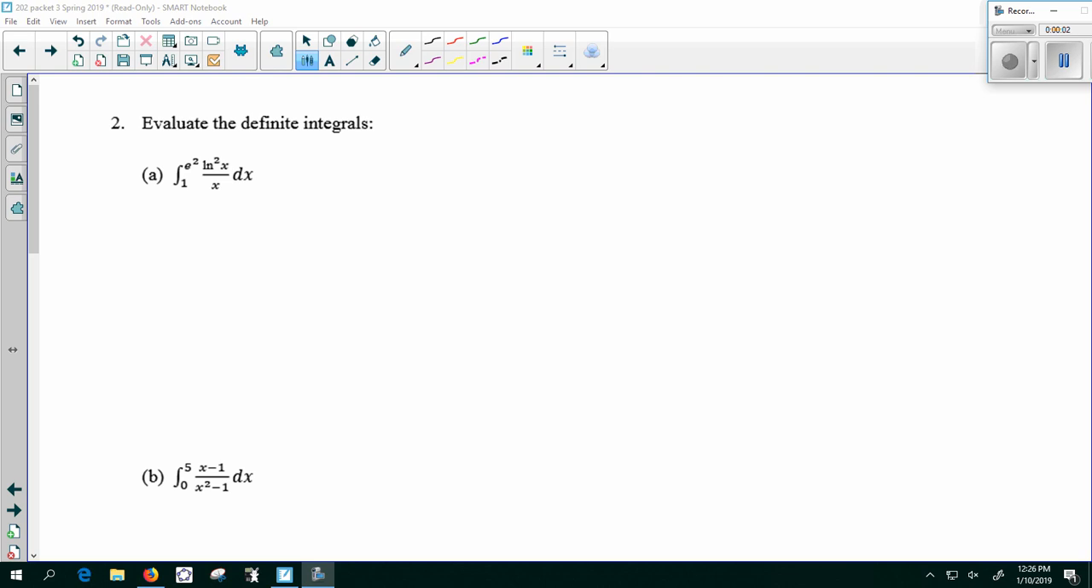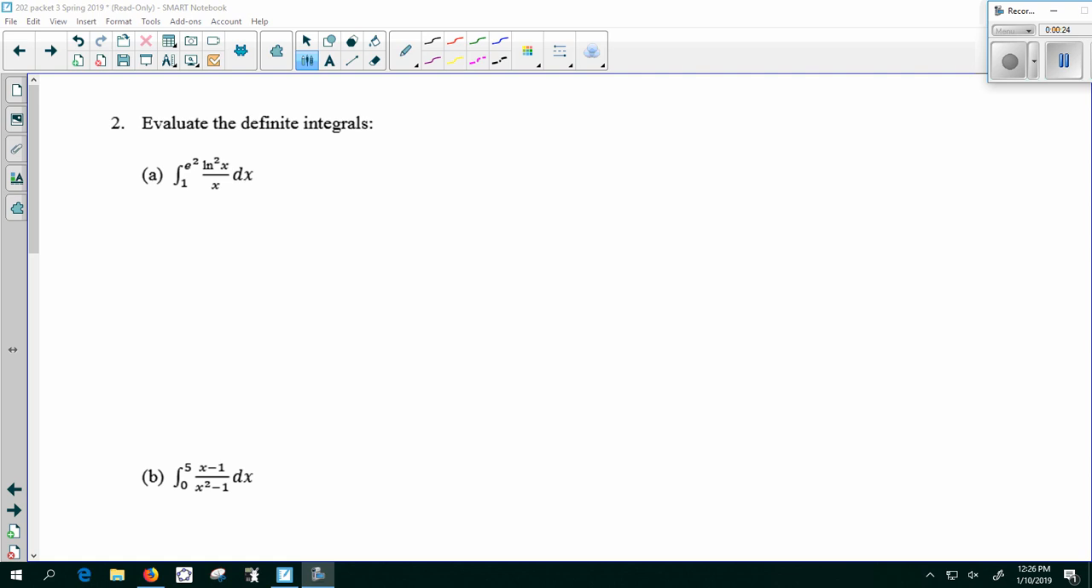Continuing with our final exam review problems, we've got some definite integrals to evaluate now. The integral from 1 to e squared of ln of x squared over x. So let's see, what approach do you think we could use here?